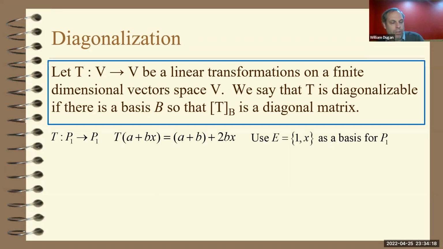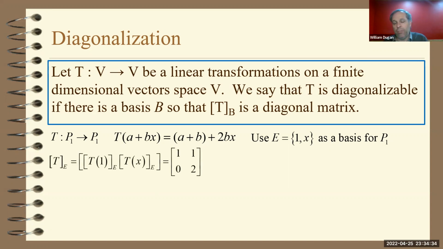The transformation is applied to the vector a plus bx, and it's equal to a plus b plus 2bx. I'm going to use the standard basis E for P1 to get the initial matrix for the transformation relative to E. Just doing that process, the matrix of T relative to E winds up being the matrix [1, 1; 0, 2]. Now that matrix is obviously diagonalizable because there are only two eigenvalues, 1 and 2, and their algebraic multiplicities equal their geometric multiplicities. They have to be 1 for each of them. So that's definitely a diagonalizable matrix.